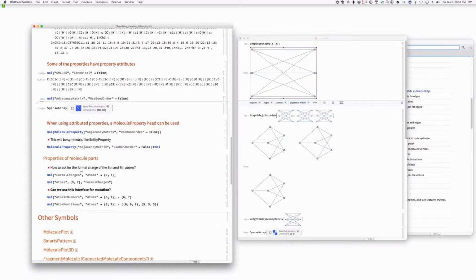By the way, a comment from our live stream encouraging us to implement adjacency matrix properly for molecules and not just have it be an up value for molecule. But anyway, yes.